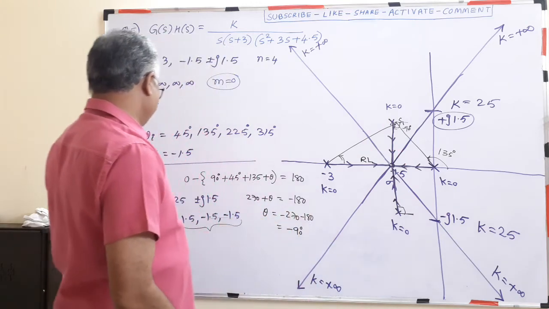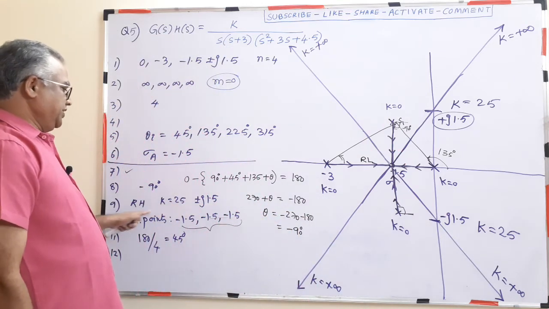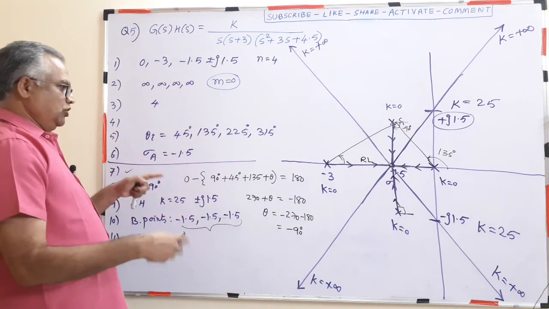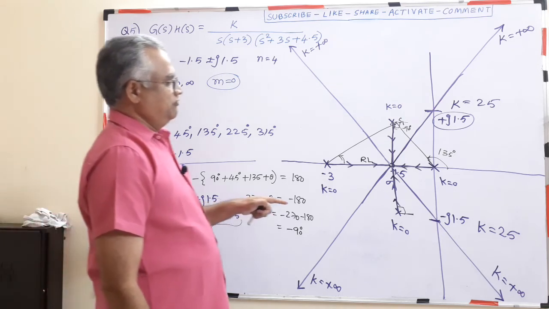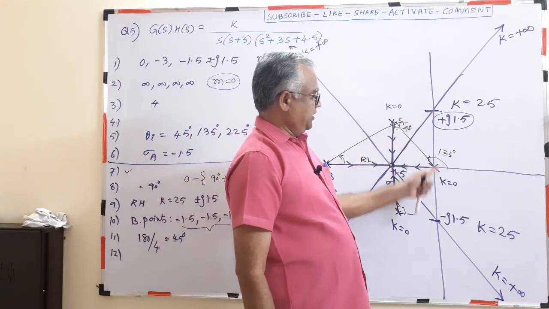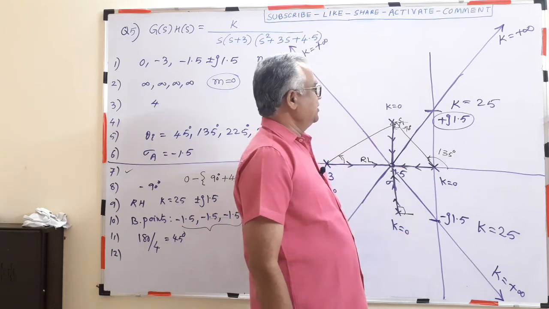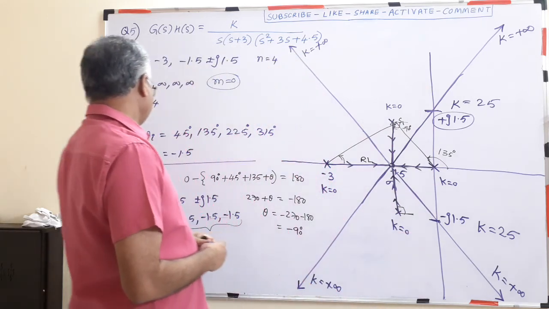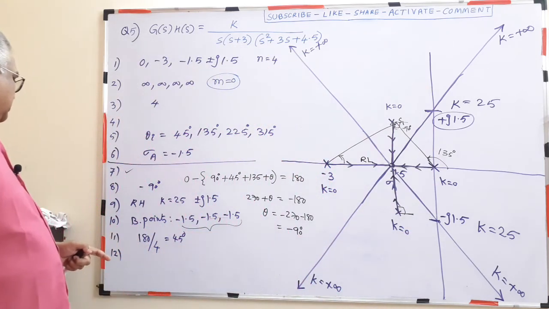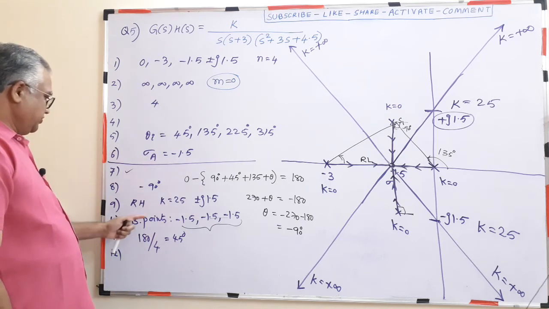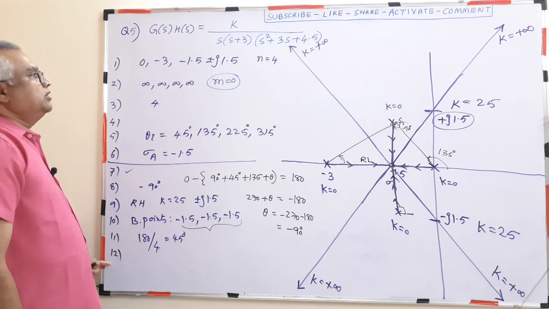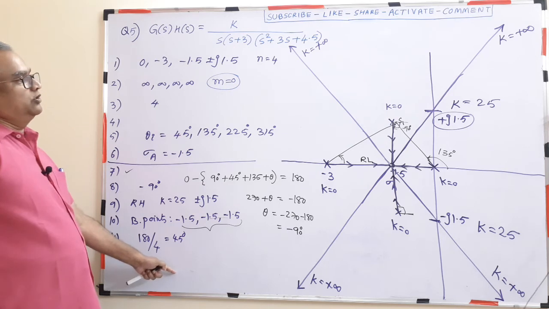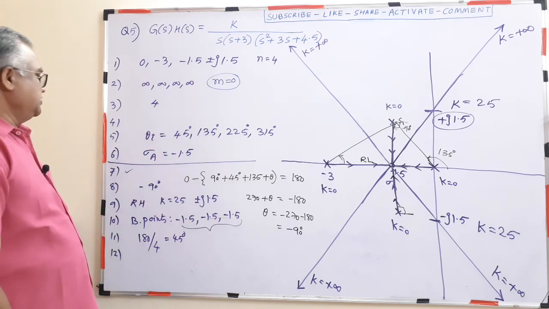So this you can do it yourself. I am not doing it. Apply RH criteria and you know how to do it. For k equal to 25, they cross the imaginary axis. That's all. So 10th done, 11th done, 12th anyway, calculation of k on the root locus. If they ask, we do it, otherwise we don't do it.